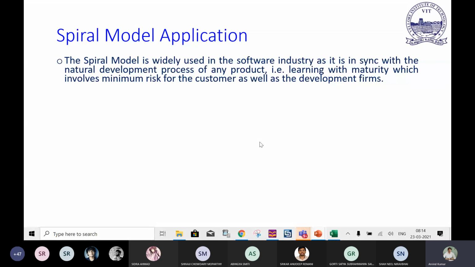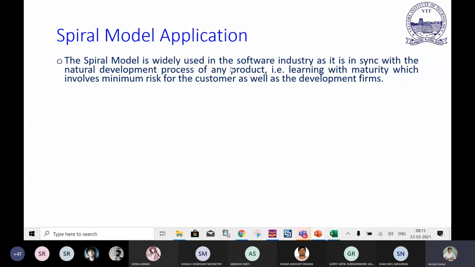Because here risk is less. In case at some stage the customer wants a modification or testing, that can be done at some phase and it can be started again from the initial point, and compensation and many things are possible in this particular software development model. These are the few points for the spiral model.